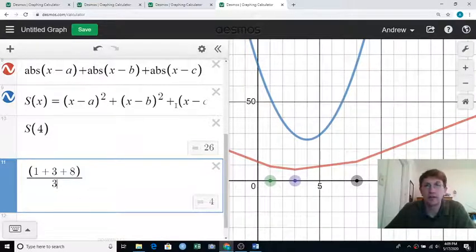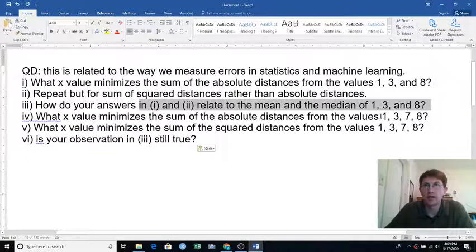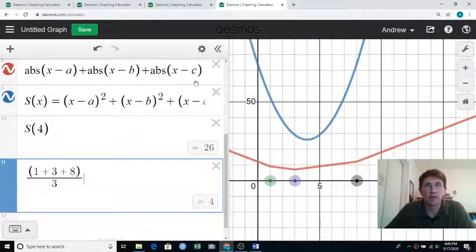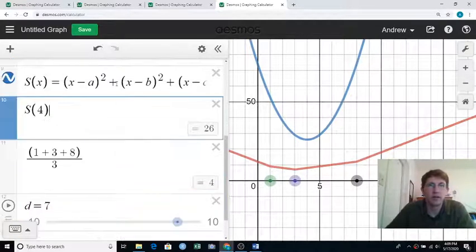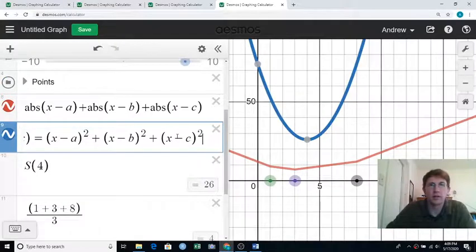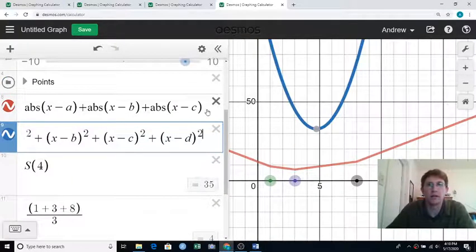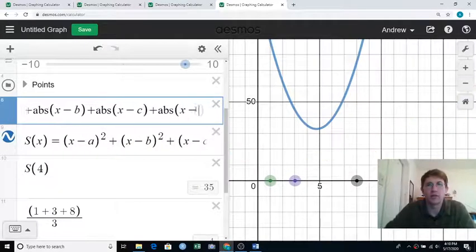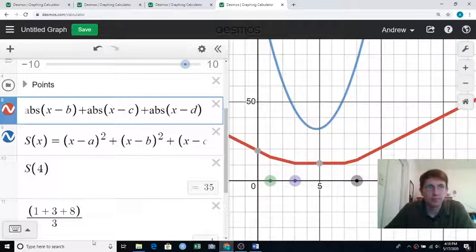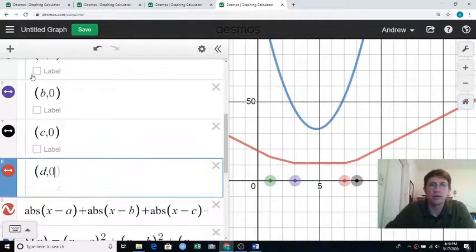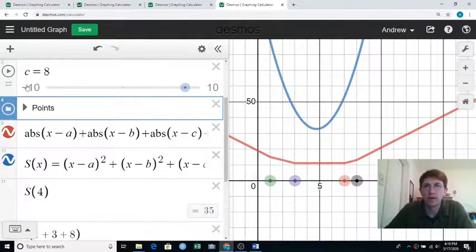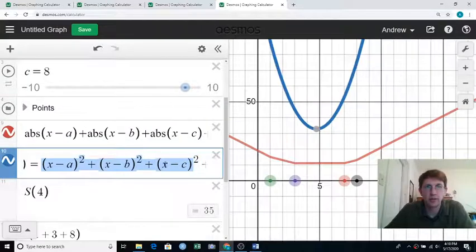And then the question is, is that a coincidence? Well, in the next parts of the problem, we add one more value, so 1, 3, 7, and 8, and we can repeat this. I'll add d equals 7, and we can throw one over here, (x minus d) squared, and I'll take the absolute value of x minus d. And I have markers for my points here, so I'll just add another one, d comma 0, there we go. So now, which value minimizes the sum of the squared distances for my 4 points?